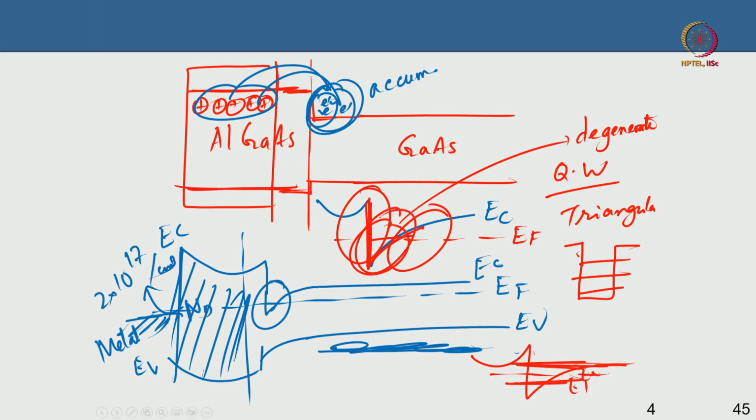Alright. This has happened precisely because the electrons have been donated from the layer here to the notch here. It is energetically favorable for them to come and form an accumulation layer there. And so, this is called modulation doping, because I am modulating the doping from another layer. I am using the doping here, EC, correct.